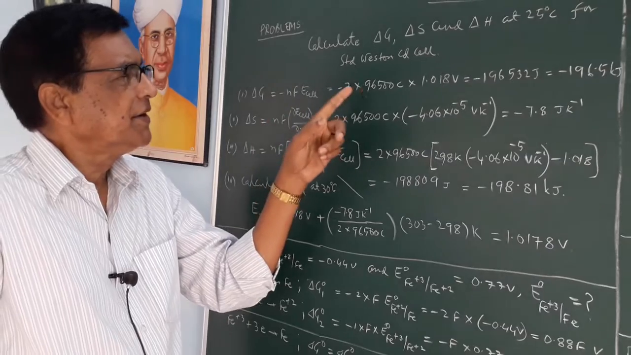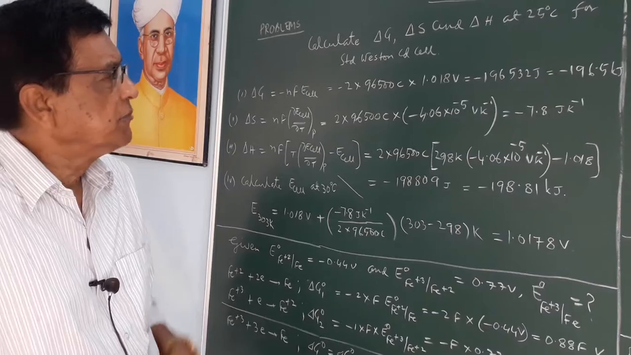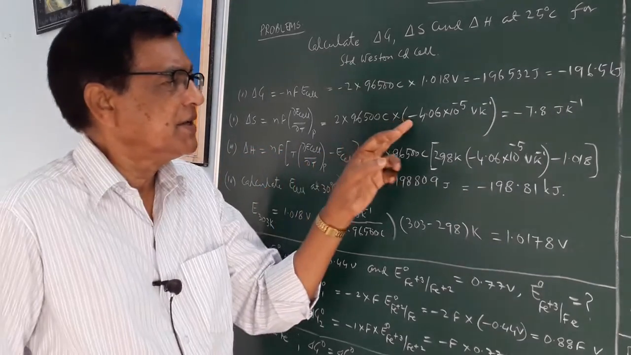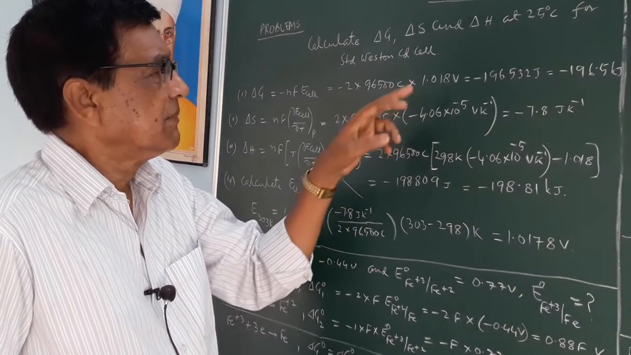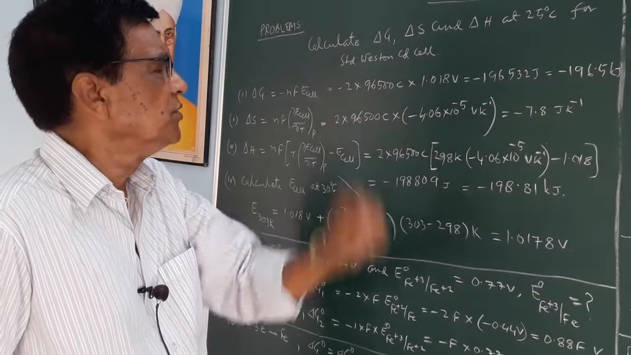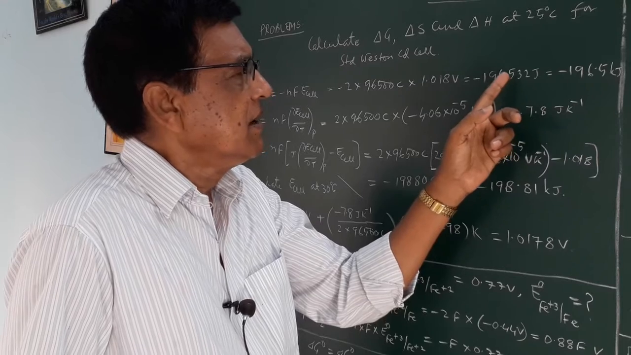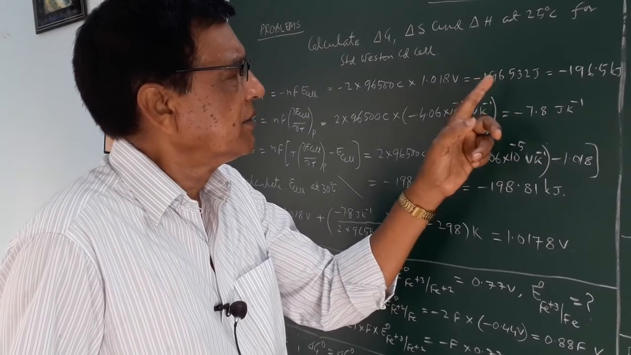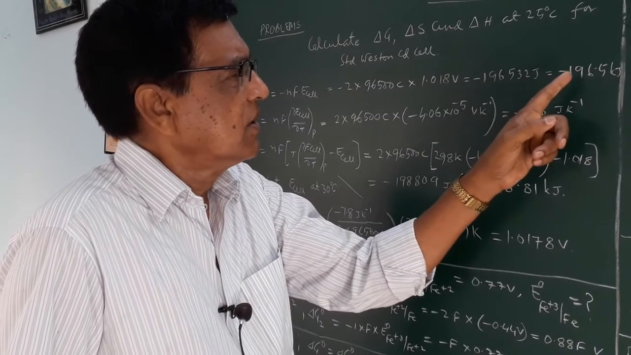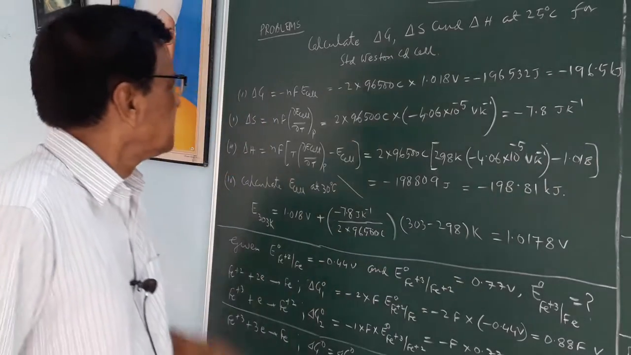the Faraday, 96,500 coulomb, and the cell potential at 25 degrees centigrade is 1.018 volt. Volt times coulomb gives joule, and this value comes to minus 196,532 joule, which is minus 196.5 kilojoule.